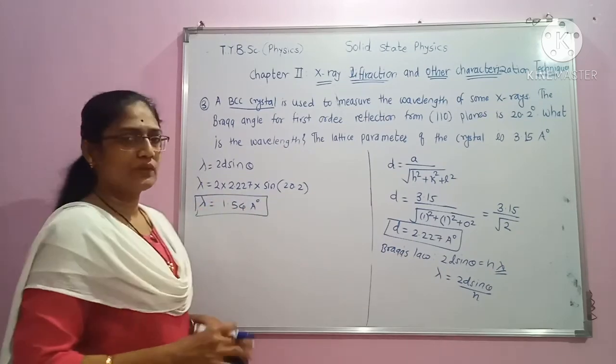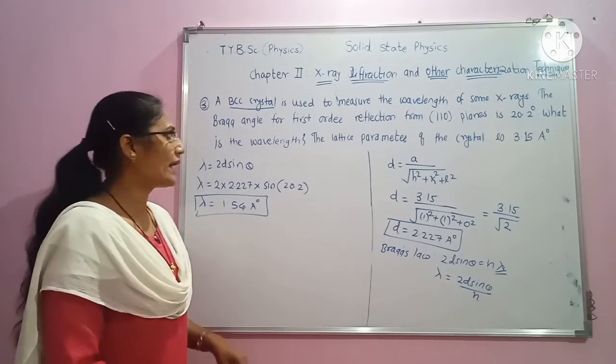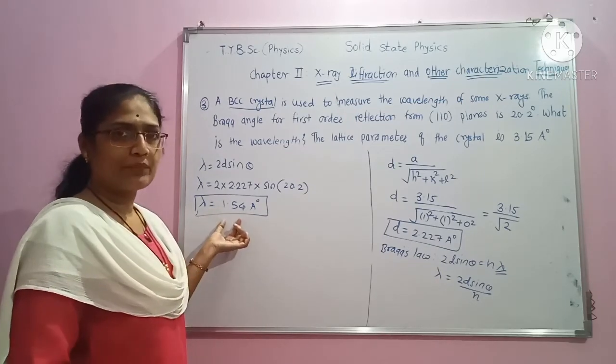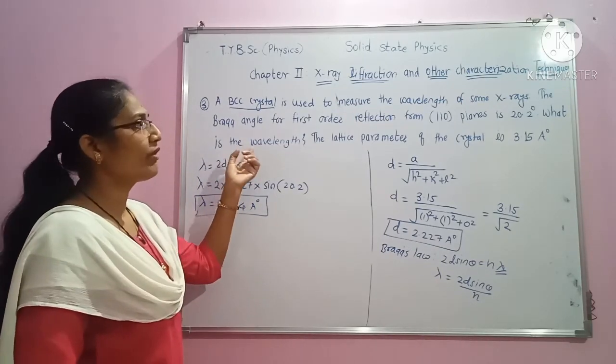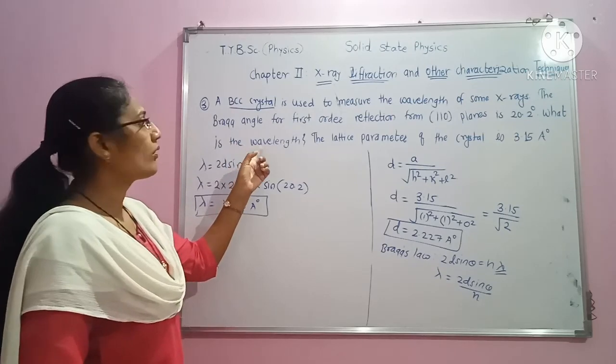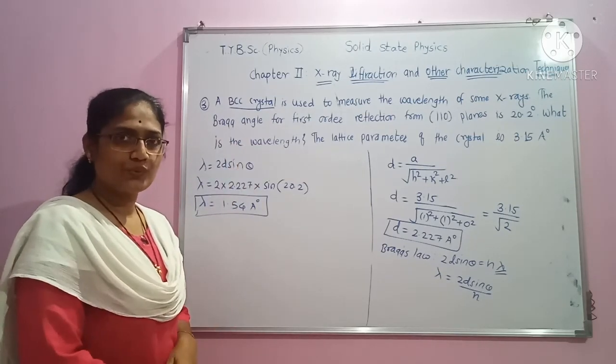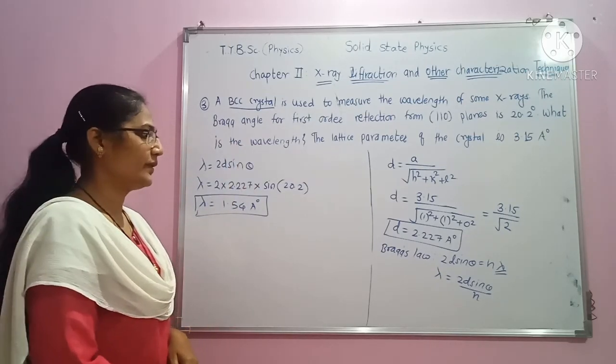So by using these two formulae, we have calculated the value of lambda, that is the wavelength of the X-ray source which is used to diffract this crystal.